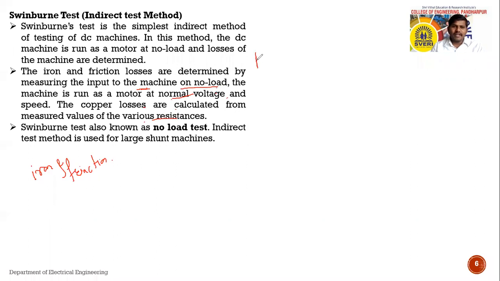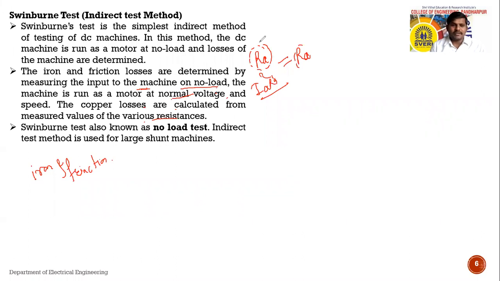If we know the value of resistance, suppose we are calculating the copper loss across the armature, or the armature copper loss, then we are able to calculate it, that is I square R, Ia square Ra. Now the Swinburne test is also called the no load test. And this is the indirect method of testing for a large shunt machine also.